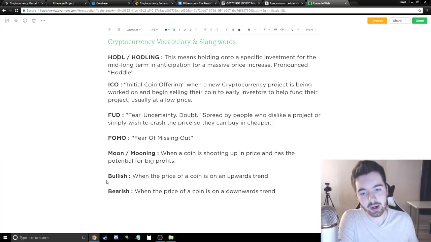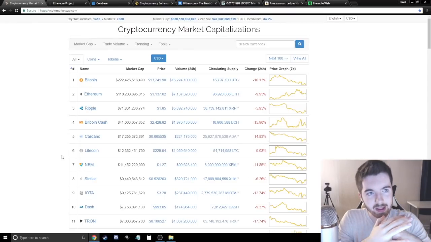So these last two words are not original to the cryptocurrency space. A lot of people use these words for the actual stock market. So if you hear the word bullish, that just means that the price of the coin is on an upward trend. And if you hear the word bearish, that means the price of the coin is on a downwards trend. So I think I covered the basics in this video.